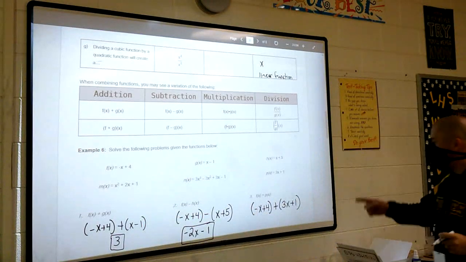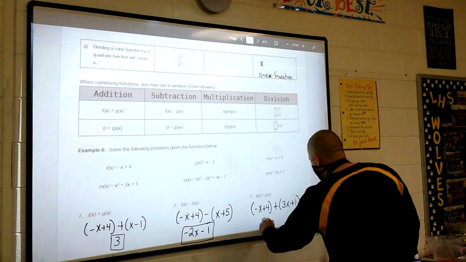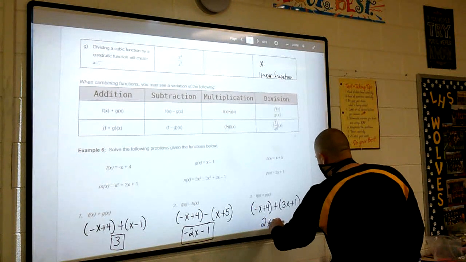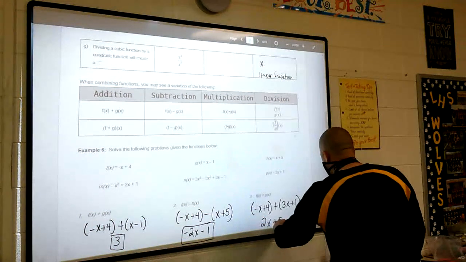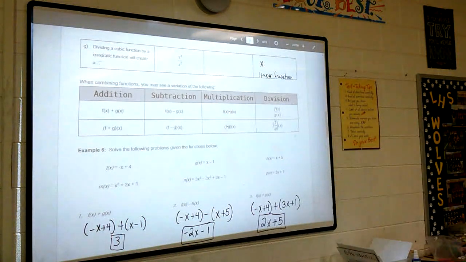In number 3, negative x plus 3x gives us a positive 2x, and 4 plus positive 1 gives us a positive 5. So we end up with 2x plus 5. If you see in those we had linear functions and we were adding them or subtracting them together, we end up with linear functions, except in number 1 because the x's went away. So that's 1, 2, and 3.